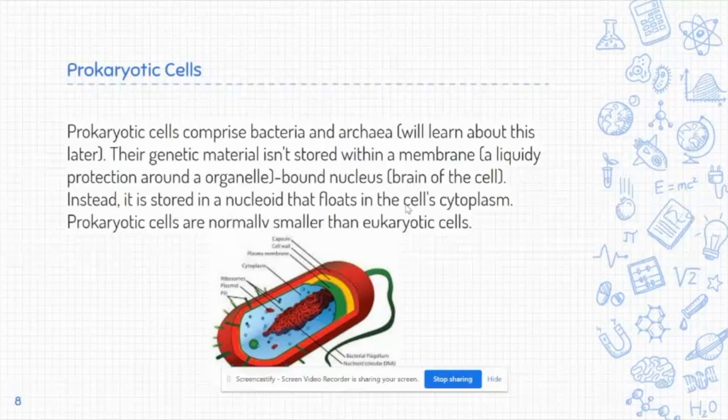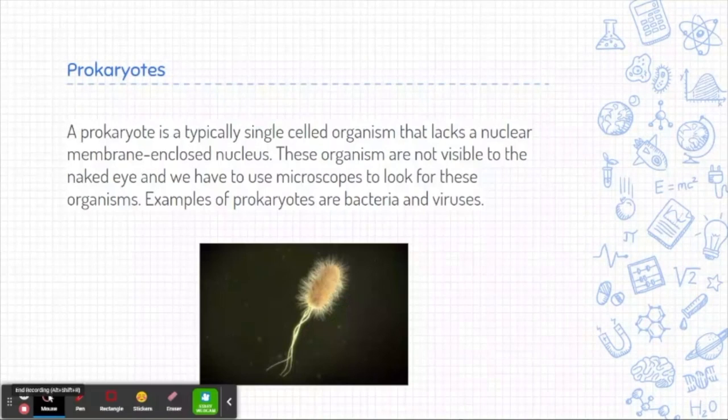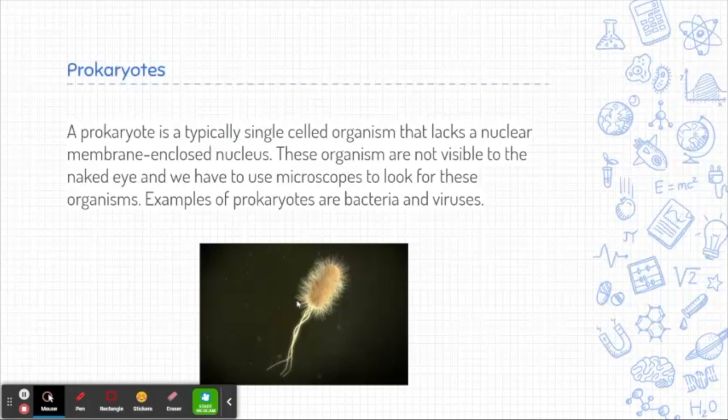Prokaryotic cells are normally smaller than eukaryotic cells. Bacteria is a single-celled organism that lacks a nuclear membrane and enclosed nucleus. These organisms are not visible to the eye and need a microscope to view them. Examples of prokaryotes are bacteria and viruses. Here is a prokaryote image.